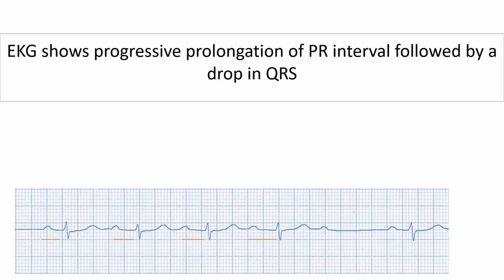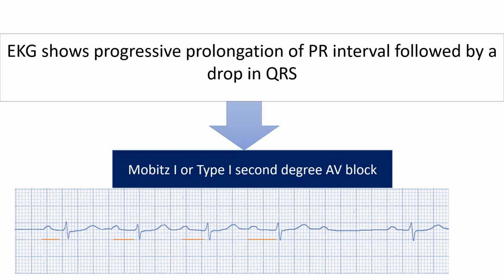EKG shows progressive prolongation of the PR interval followed by a drop in QRS. If you look, the PR interval here is larger than one large square. Here is slightly longer. Here is longer. Here is much longer. Then you have a P wave and there is no QRS. What is the most likely diagnosis? Mobitz 1, or type 1 second degree heart block. Progressive prolongation of the PR interval, then you have a P wave with no QRS. This is second degree heart block Mobitz 1.